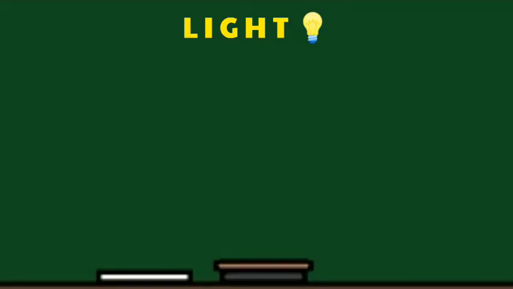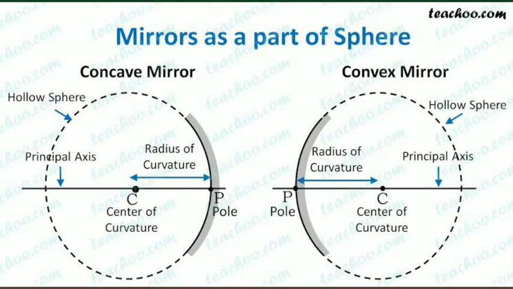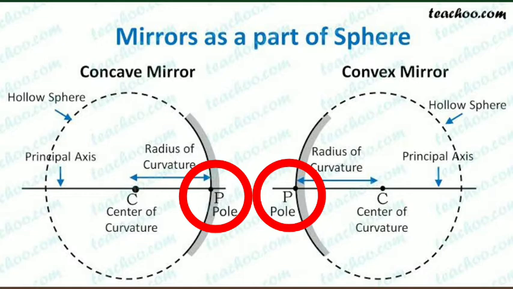Next, terms related to spherical mirrors. First one is center of curvature. It's the center of the sphere from which the mirror is made. It is denoted by the capital letter C. Second, pole. It's the geometric center of the spherical mirror. It's denoted by the capital letter P.